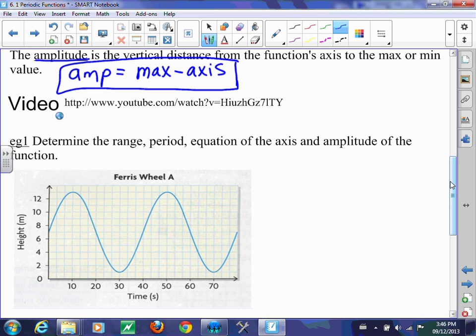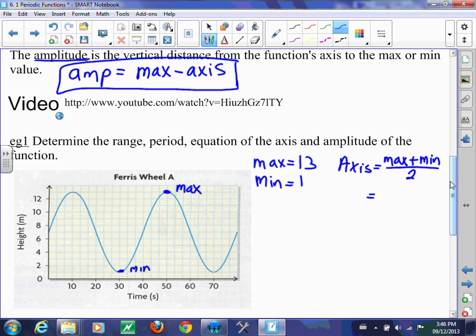So first of all, I notice I had a maximum up here. Looking at this graph, max equals 13. I'm looking at a minimum value. You can choose any one of these, folks. This is my minimum, and our minimum is 1. So remember, guys, to find my axis, it equals the max plus the min divided by 2. Let's plug that in. So we've got 13 plus 1 divided by 2, y equals 7.